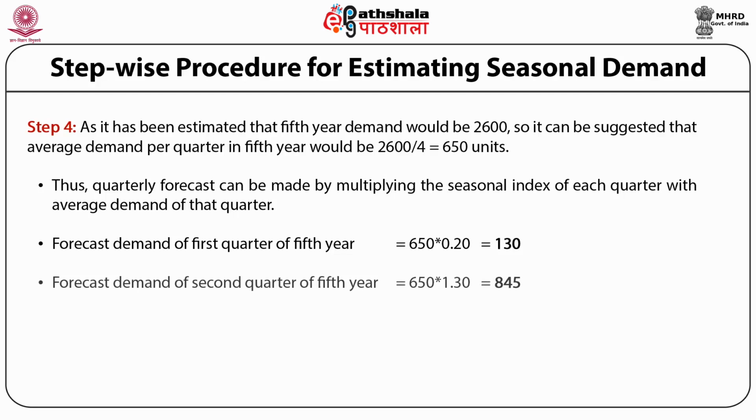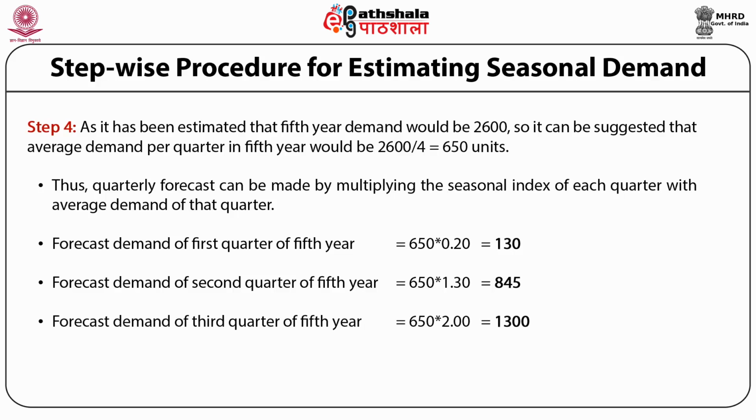Forecast demand of second quarter of fifth year is 650 into 1.30, which is 845 units. Similarly, forecast demand of third quarter of fifth year is 650 into 2.00, which is 1300 units. Lastly, forecast demand of fourth quarter of fifth year is 650 into 0.50, which is 325 units.